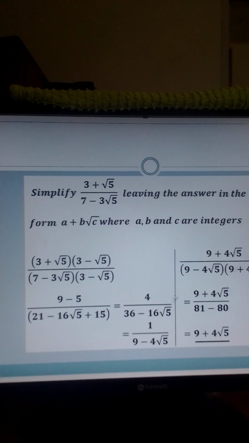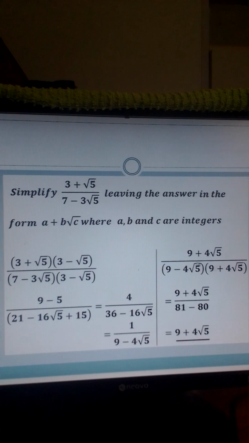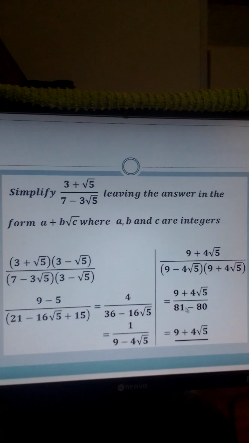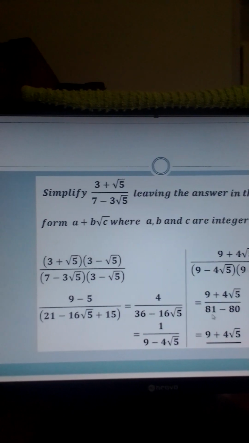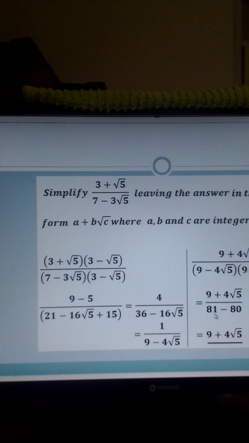So you get 1 times 9 plus 4 root 5 divided by this one here, 9 minus 4 root 5 times its conjugate, 9 plus 4 root 5. So you get the upper one is there the way it is, but this one is a difference of squares. 9 times 9 is 81, minus this term squared, which is equal to 16 times 5. You get 80. So you get 9 plus 4 root 5 divided by 1. That's the answer. That's how you can simplify surds using those rules that we have learned.